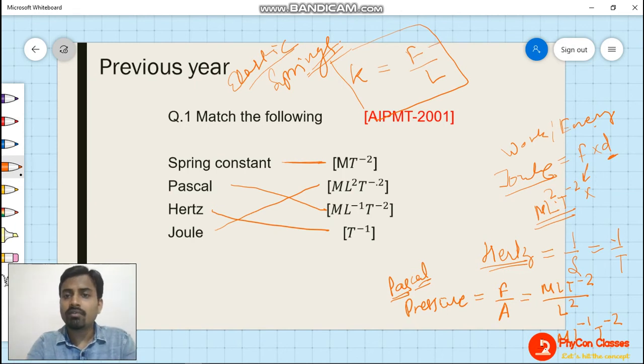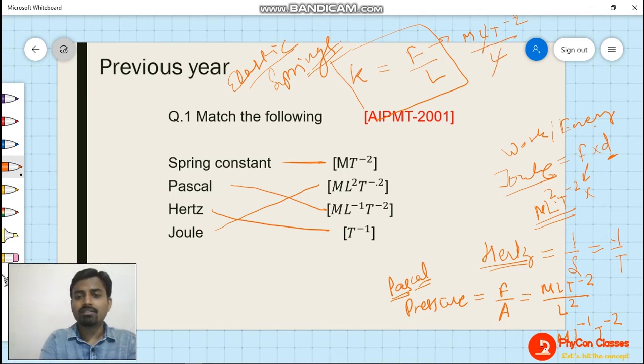Now tell me, for force the dimension is MLT minus 2, right, divided by length. So L and L got cancelled, MT minus 2. Clear? So this question was very easy.